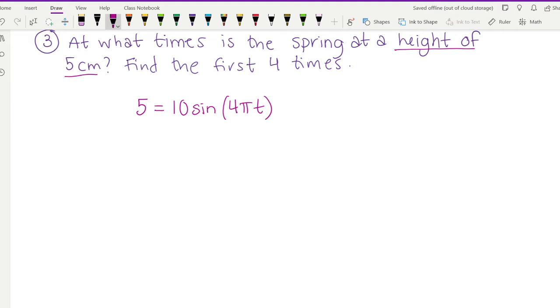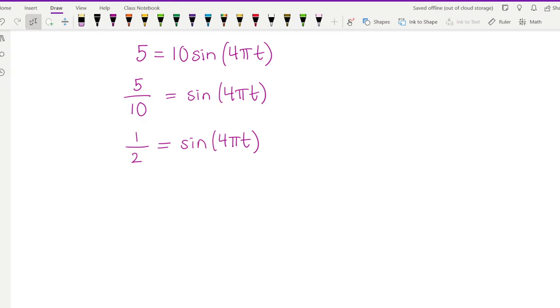So how do we start to solve this for t? Well, we can divide both sides by 10 to start with. So we have 5 over 10 is equal to sine of 4 pi t. And then 5 over 10 reduces to 1/2. So 1/2 is equal to sine of 4 pi t. Okay, so how do we go from here? Well, I would encourage you to pause this and try it yourself because, like I said, this is very similar to what we did in the last video, which is solving a trig equation where the input is not just t or x. It has a different period. So pause this and try it yourself.